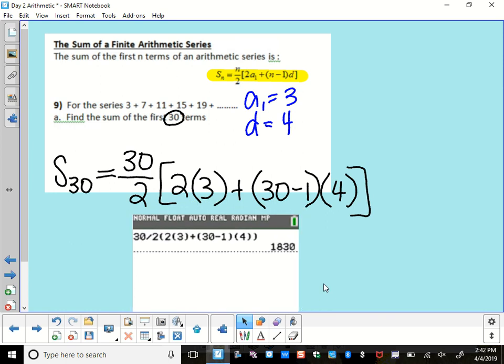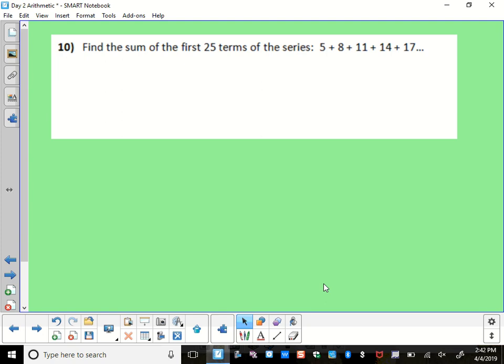Okay, so all we have to do for these problems when they ask for the sum is to just plug it into your calculator. To finish up, I want you guys to do this problem right here and let me know what you get. Find the sum of the first 25 terms of the series. 5, 8, 11, 14, 17.